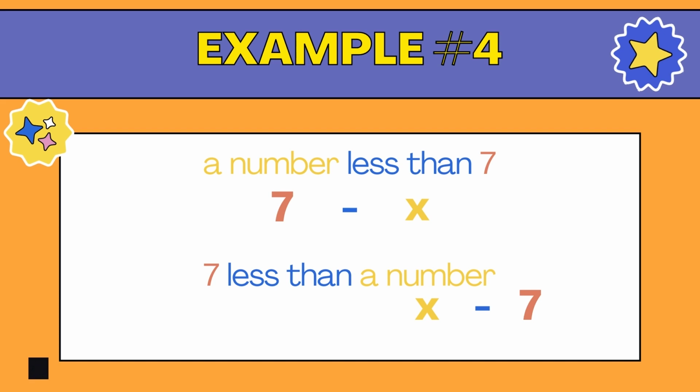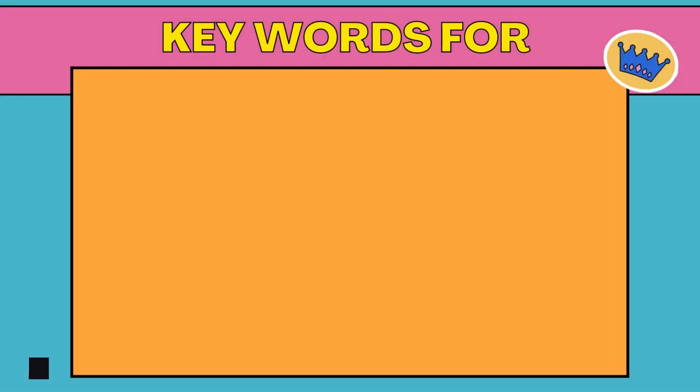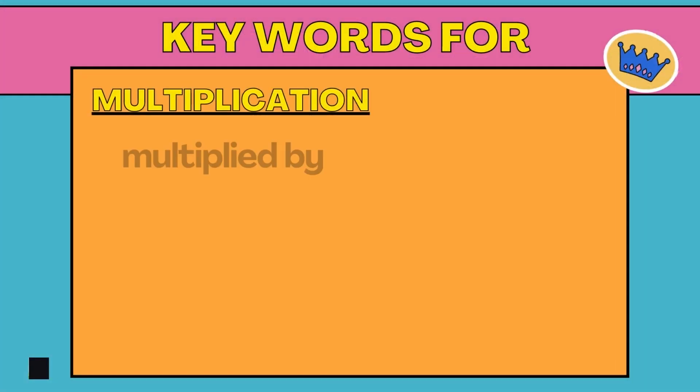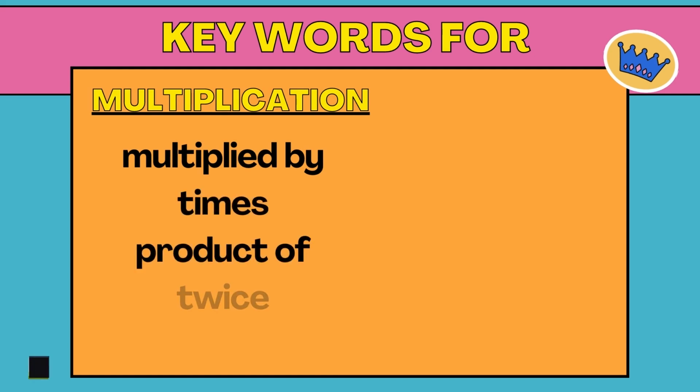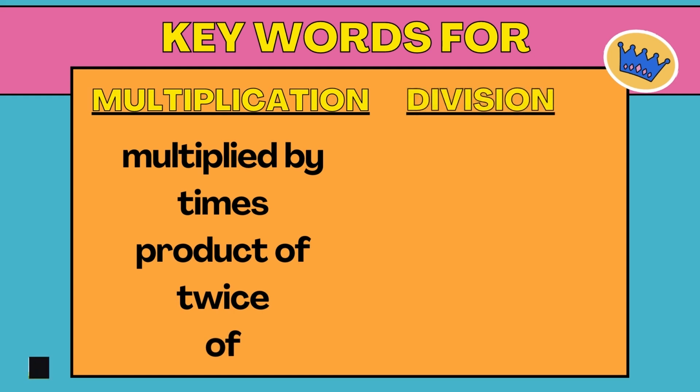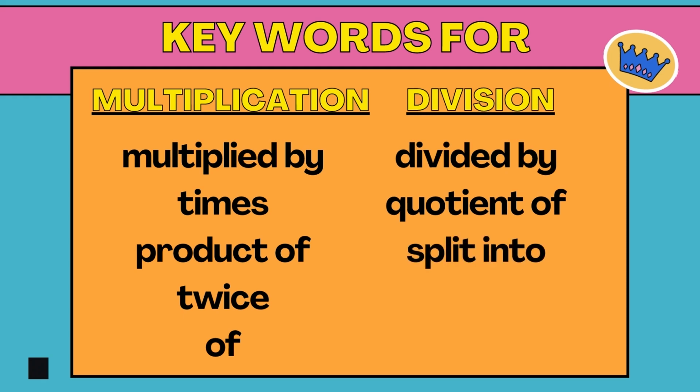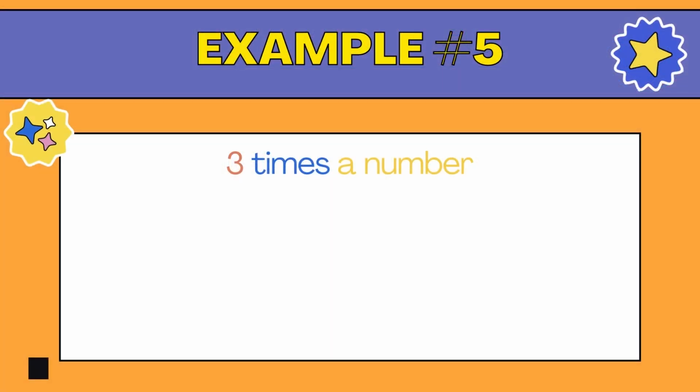And then we can represent 7 less than that number with minus 7. So 7 less than a number is x minus 7. Let's look at what the keywords for multiplication would be. Multiplied by, times, product of, twice, and of. And the main keywords for division are divided by, quotient of, and split into.